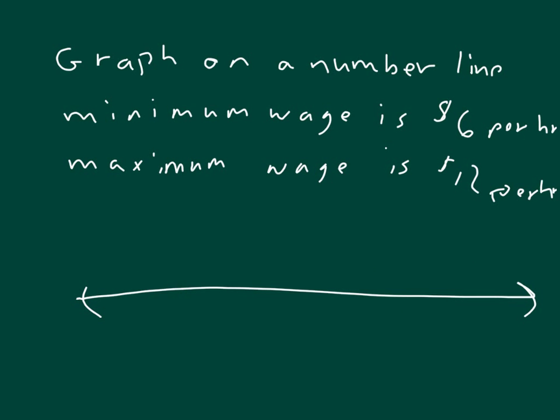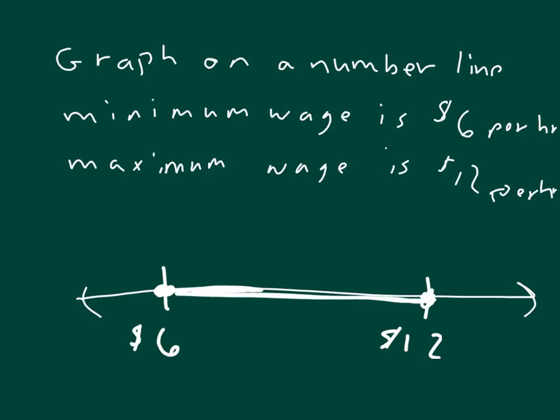For number 6, I didn't write the whole problem down, but for 6 and 7, the directions are to graph on a number line. So there's a situation that's described, and you have to represent that on a number line. The minimum wage for a 12-year-old is $6, and the maximum wage is $12 per hour. Minimum means the smallest that you can have, so the least amount you can make is $6. It can be $6, so we're going to include that. But it could be more. It can head off in this direction, but there's a stopping point. The maximum is $12. You can get $12, but you just can't go any higher than that.